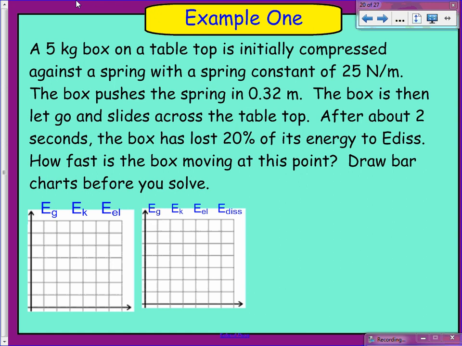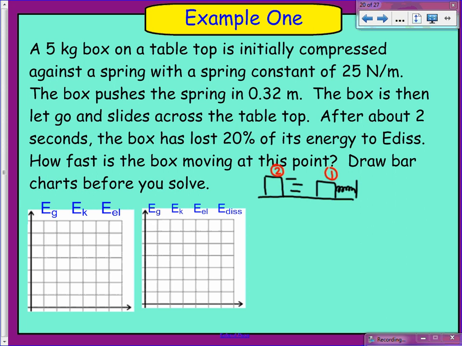And actually, in fact, before we draw bar charts, what I would like to do is just draw a picture of the situation so we know what's going on. So we have on top of a table a box that is actually being compressed against a spring. Then what happens is the box is let go, and sometime later, we're told 2 seconds, the box is moving across the table, and it's lost some of its energy to dissipated energy, or friction. So now that we have an idea of what's going on, we have our initial spot, and then our spot sometime after, which is 2 seconds. We're now going to draw our bar charts.